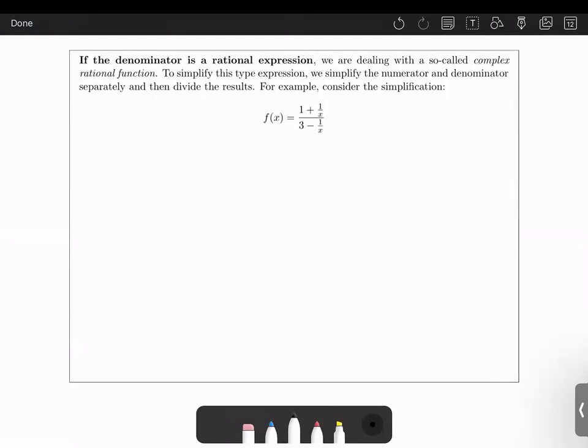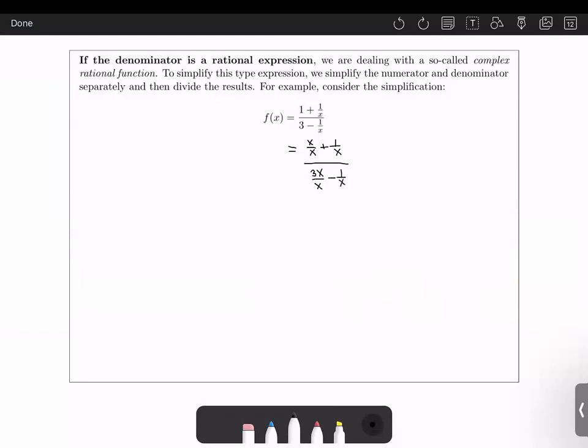those results. So what I mean by simplifying the numerator and denominator separately is I'm actually going to, just like before, this entire process has been, we want to get rid of the addition and subtraction in the numerator and denominator so that I can actually multiply and divide. So to do that, we just need to do that addition. So my common denominator in my top is going to be x, and my common denominator in my new denominator is going to be x as well.